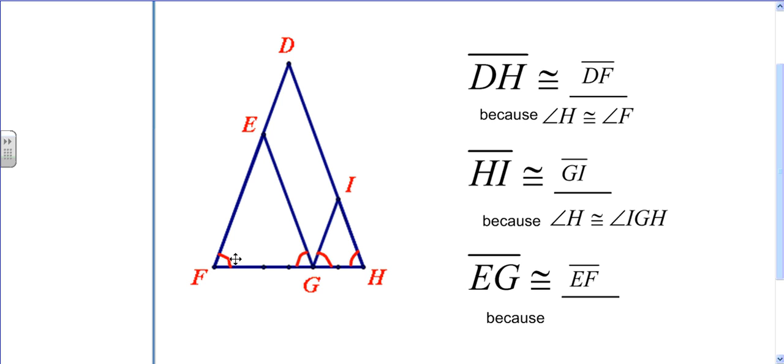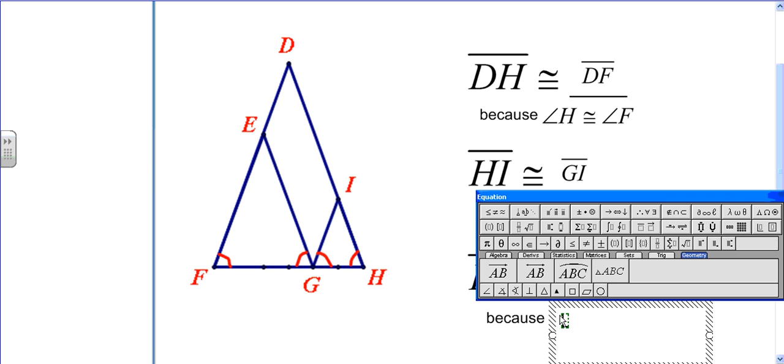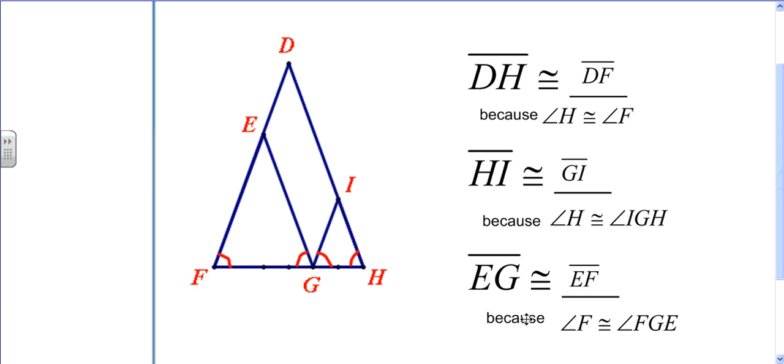Now how do we know that's true? Of course, because these two angles are congruent. And again, we have to be careful about how we name that second angle. We could say angle F because it's the only angle there, but the other angle we have to name with its 3 points. So angle FGE would be the second angle, or you could call it angle EGF. That would work as well.